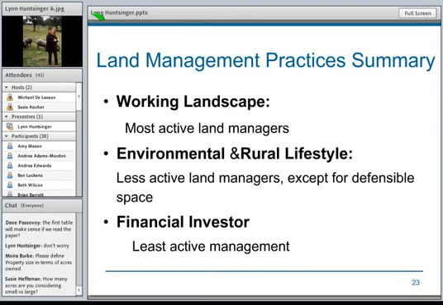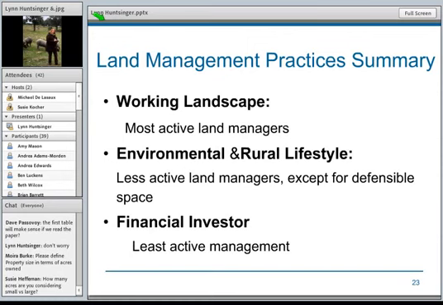So to summarize the results from this simply, working landscapes group, they tend to be getting income from their land and working their land, and they're the most active land managers. Environmental and rural lifestyle groups are less active land managers, except they are very interested in defensible space. And financial investors are the least active managers. They tend to be absentee owners and not very involved in land management on their land. That doesn't mean there aren't some that are. It just means that as a general group, they're the least likely to be actively managing their land.